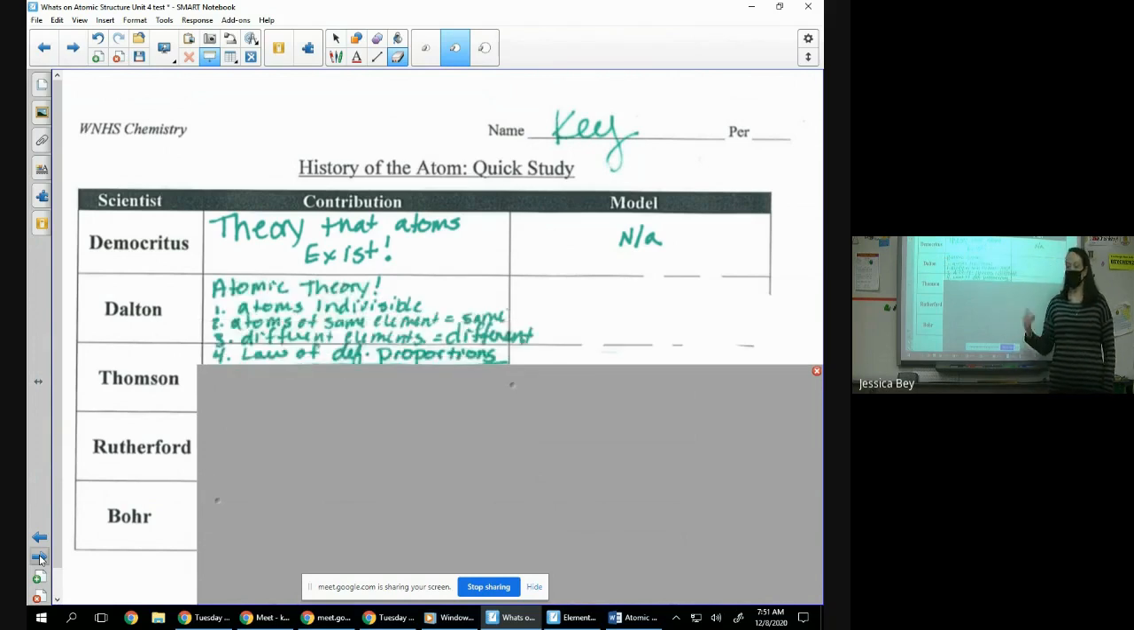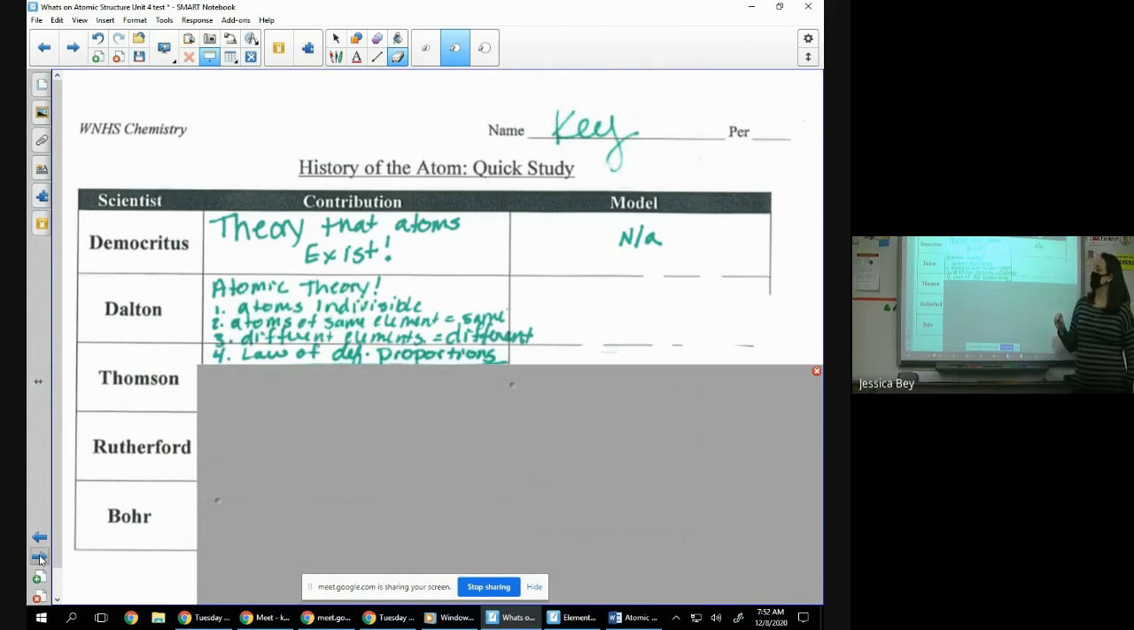He wrote the atomic theory, that atoms are indivisible and indestructible. Atoms of the same element are the same. Atoms of different elements are different. And that every compound is made of a definite proportion of atoms, which is a lot of the work that other people had already done, right?